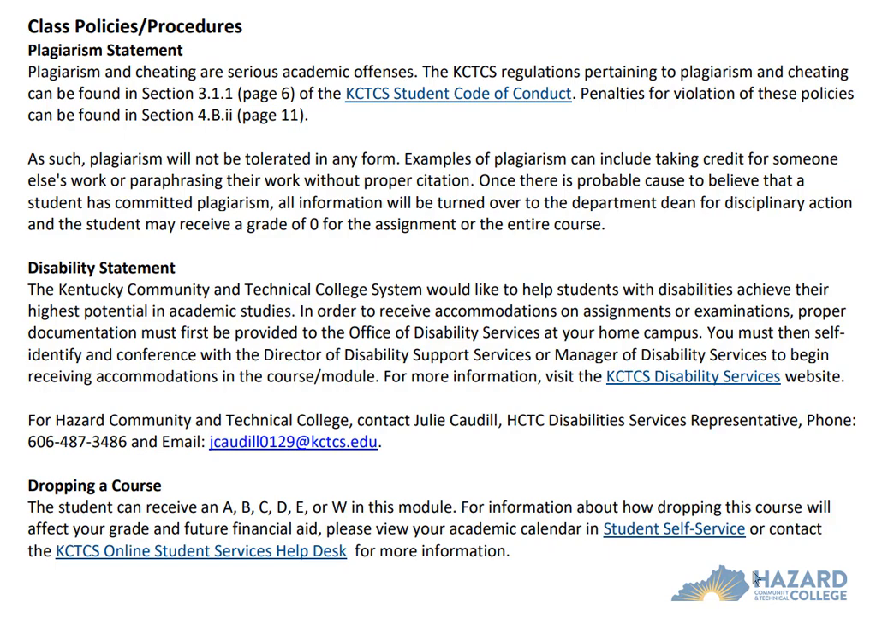Once there's probable cause to believe that a student has committed plagiarism, all information will be turned over to the department dean for disciplinary action, and the student may receive a grade of 0 for the assignment or for the entire course. Disability statement. KCTCS would like to help students with disabilities achieve their highest potential in academic studies.